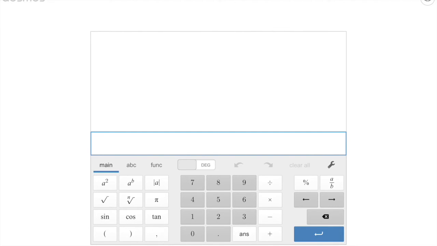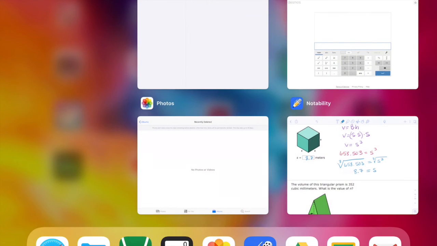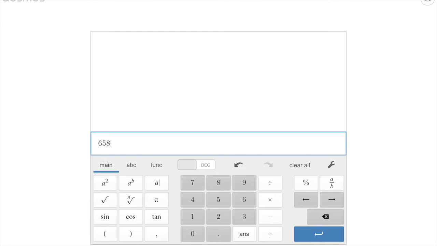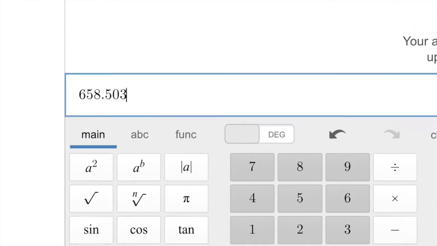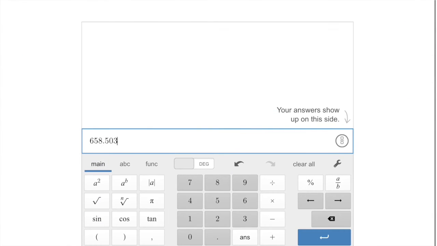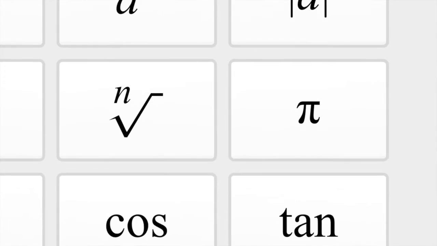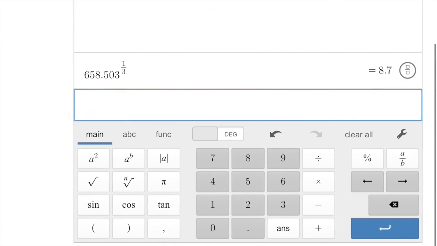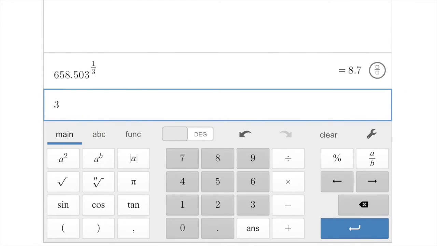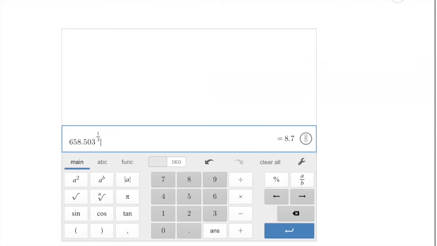Take a look here. So it was 658,503. And we're going to bring it now. See the a to the b, that's the same thing. So I'm going to bring it to the 1/3 power. That's 8.7. But if you want to look at it as the cubic root, see this key right here, the n with the radical? So you're going to type in the number 3 first and then click that key after. Oh, nope. I'm sorry. This calculator works different. That's okay. They all work a little bit different.